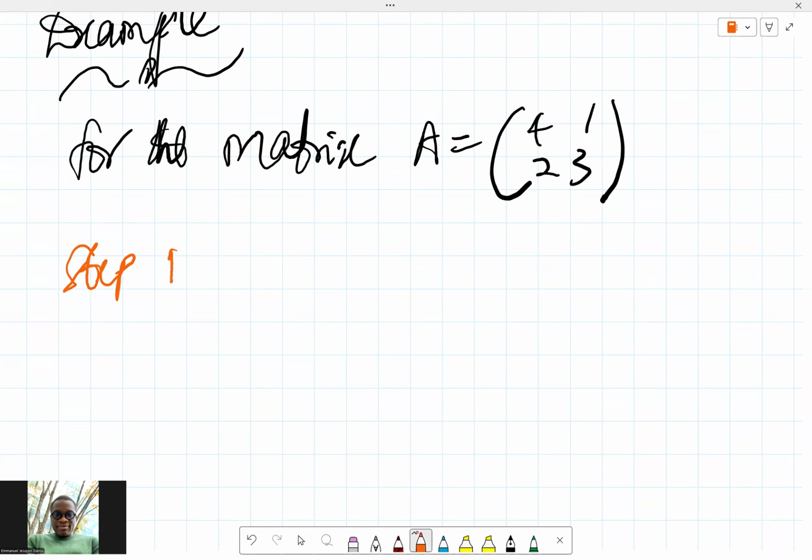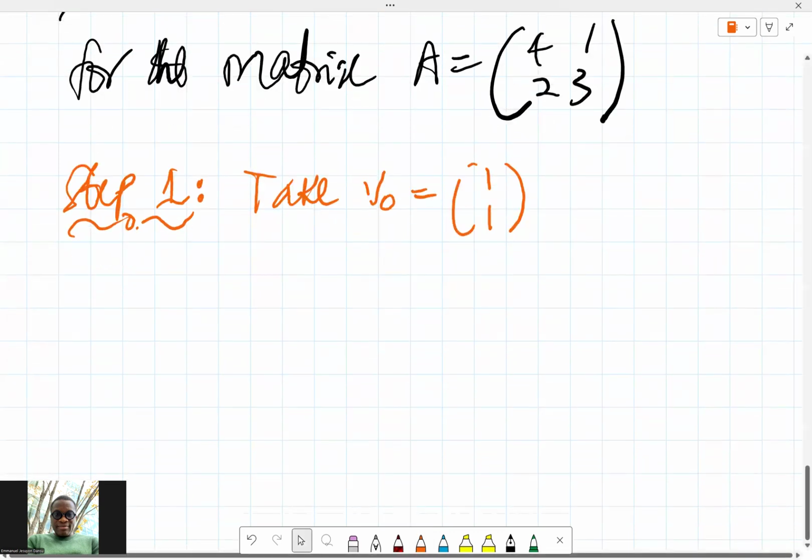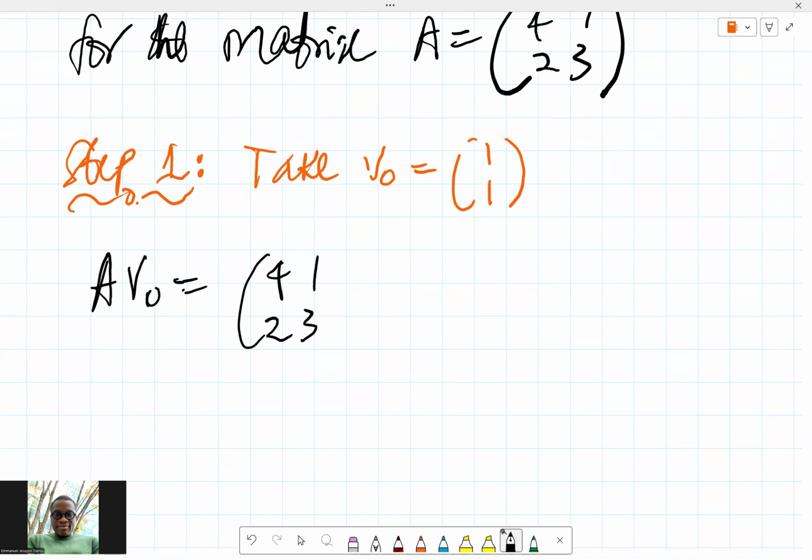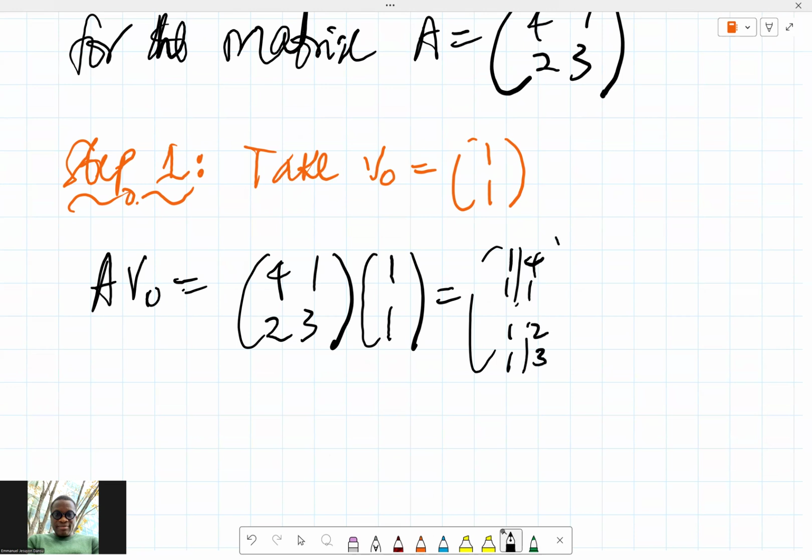Step one, take V naught to be 1, 1 like this. So that means that A V naught is equal to 4, 1, 2, 3 multiplied by 1, 1. That's like 1, 1, 1, 1. Then you have 4, 1, 2, 3. So 1 times 4 is 4. 1 times 1 is 1. So if you add that, that's 5. Then 1 times 2 is 2. 1 times 3 is 3. 2 plus 3, 5. So A V naught is 5 easily.